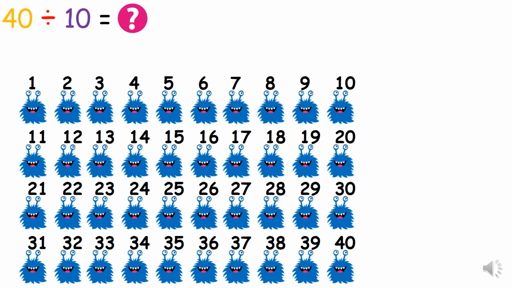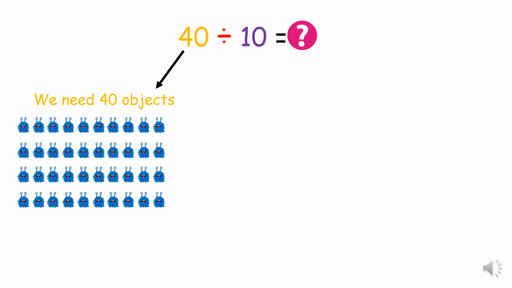Gosh, that was a lot of counting, but I can see we have 40 aliens and they're organized into neat arrays of 10. So this should help me. So we have our 40 objects, we have our 40 aliens. So let's start by sharing our aliens out.